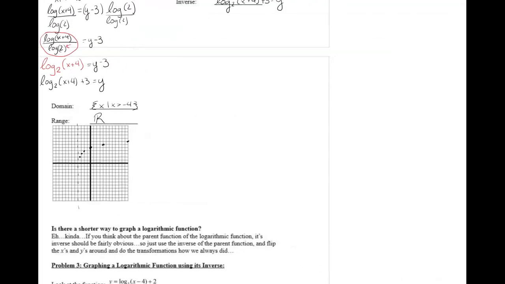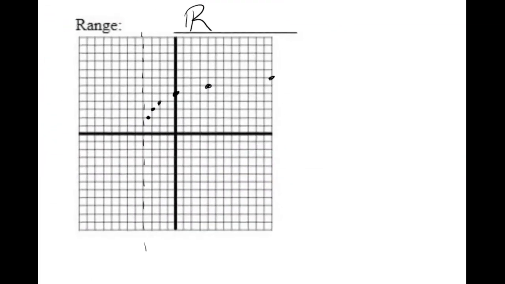Again, all I did was take my points from this graph and swap them out. I switched my x's and my y's around. That's legitimately all that I did. From there, I just connect the dots. The other way you could have done it is by actually plugging in numbers for x and seeing what you get out for y, but gross.